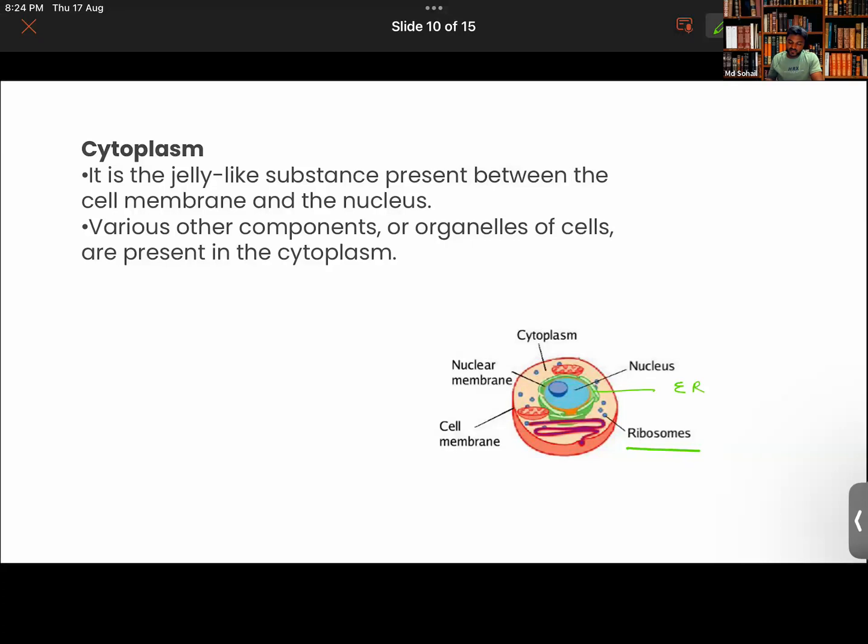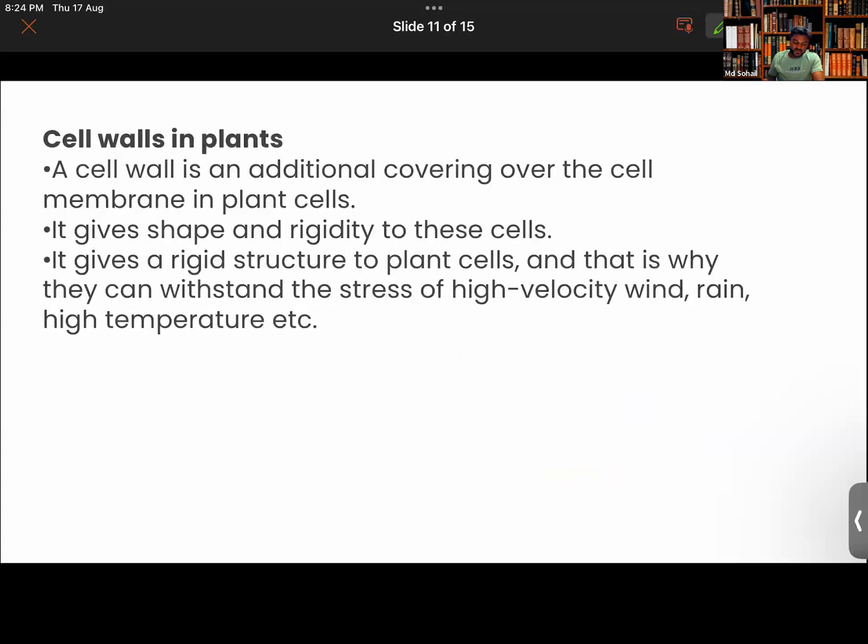Reticulum, right now. This is a mitochondria over here. So these are basically suspended in the cytoplasm. So these two things are clear.